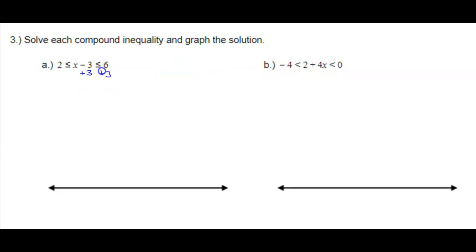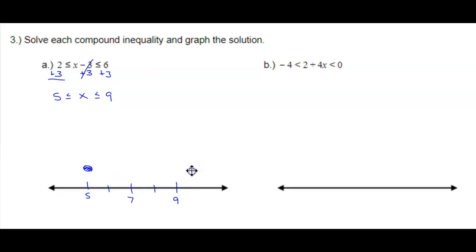So I'm going to do this to isolate the x. I'm going to add 3. That's going to make it go away in the middle. 2 plus 3 is 5. I get 5 is less than or equal to x, which is less than or equal to 9. And what this is really saying is that x is some value between and including 5 and 9. So here would be 5, here would be 9. I know that 7 would be in the middle, here would be 6, here would be 8.